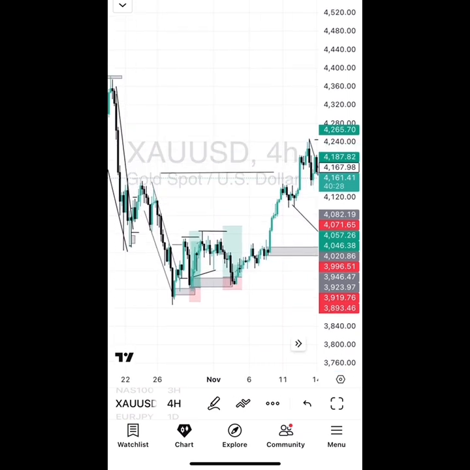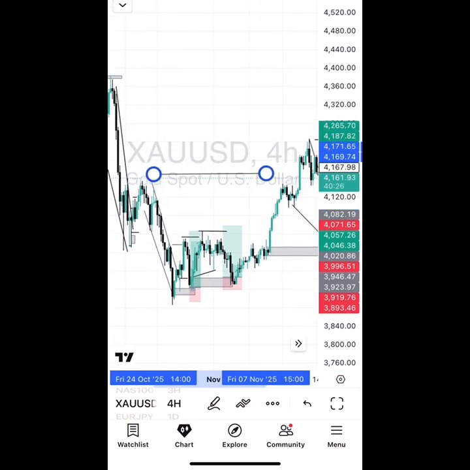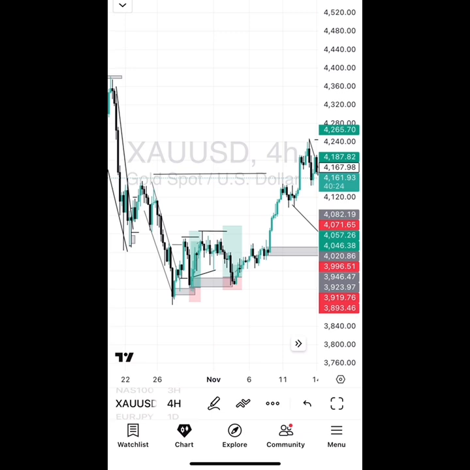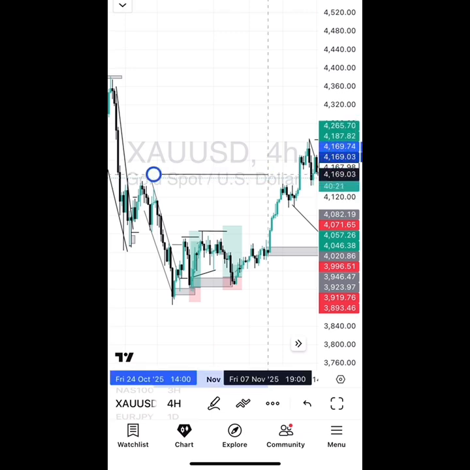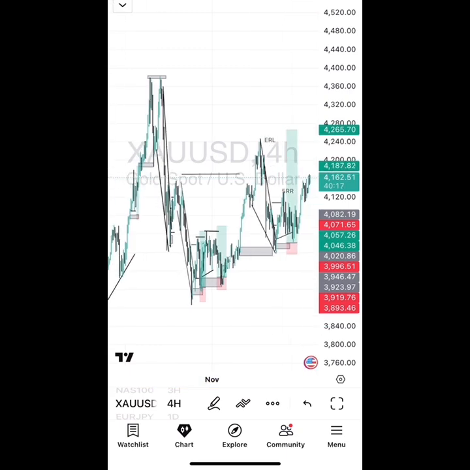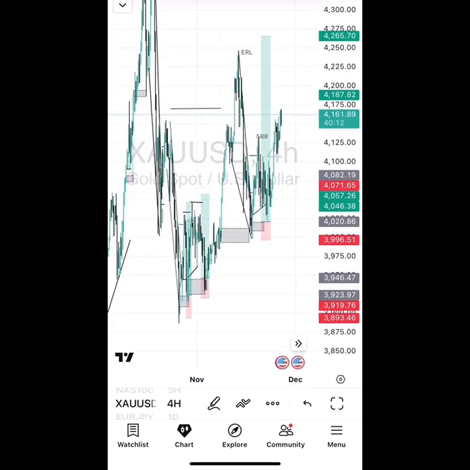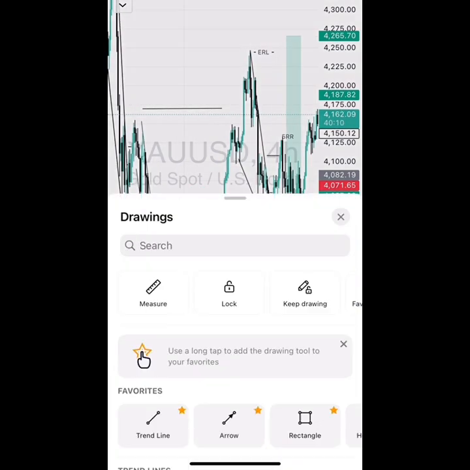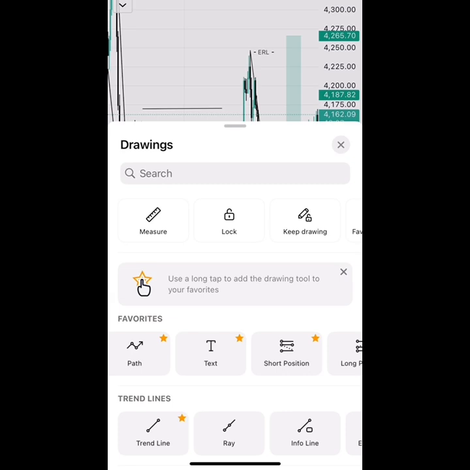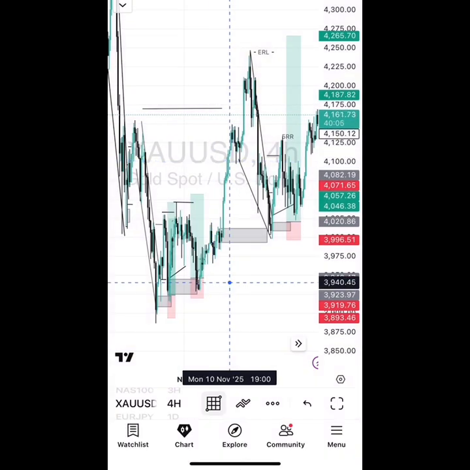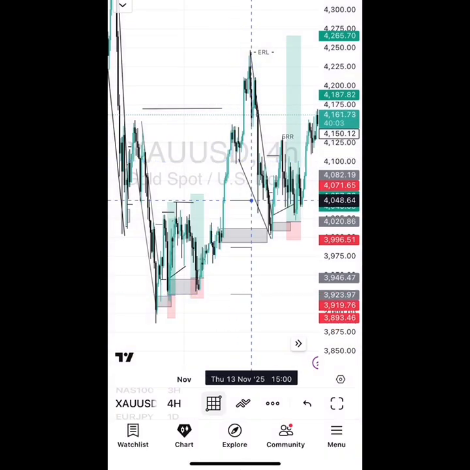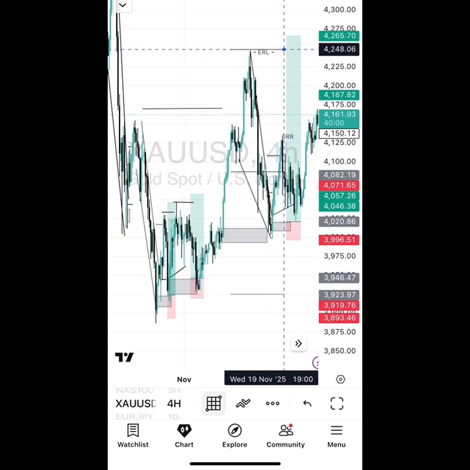there was a clean break of structure here on the 4 hours. I love using the 4 hours time frame to actually pick out my directional bias on what to do. Understand? So we had a break of structure there, and if we look at this level really well, we had a discount level just right here. This was a total move. So this whole area was our discount level.